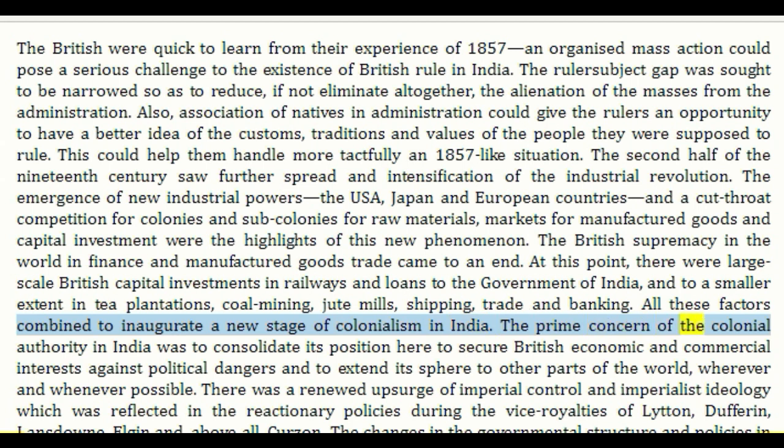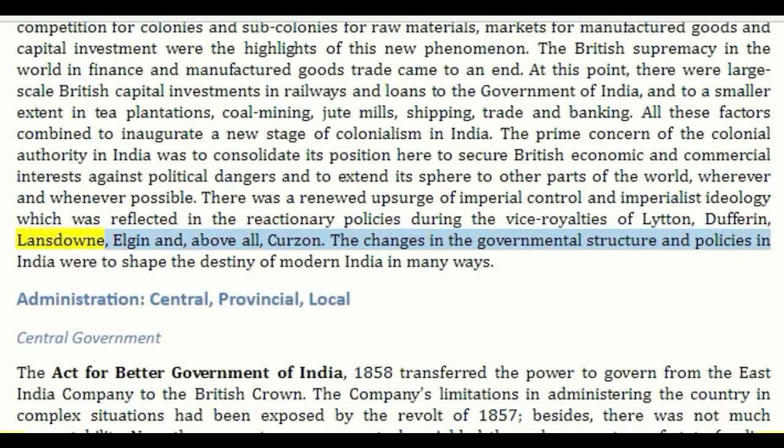The prime concern of the colonial authority in India was to consolidate its position here to secure British economic and commercial interests against political dangers, and to extend its sphere to other parts of the world, wherever and whenever possible. There was a renewed upsurge of imperial control and imperialist ideology, which was reflected in the reactionary policies during the viceroyalties of Lytton, Dufferin, Lansdowne, Elgin and, above all, Curzon. The changes in the governmental structure and policies in India were to shape the destiny of modern India in many ways.